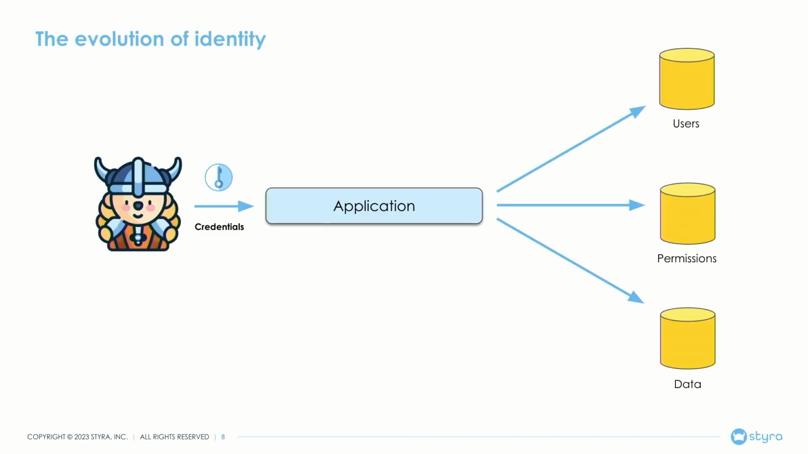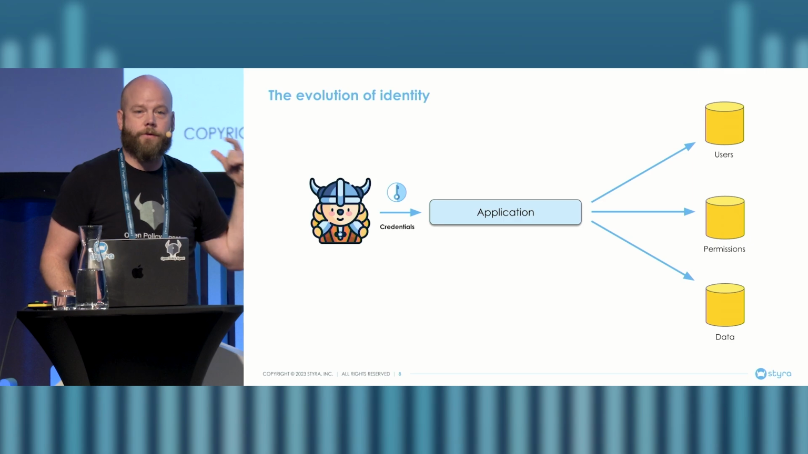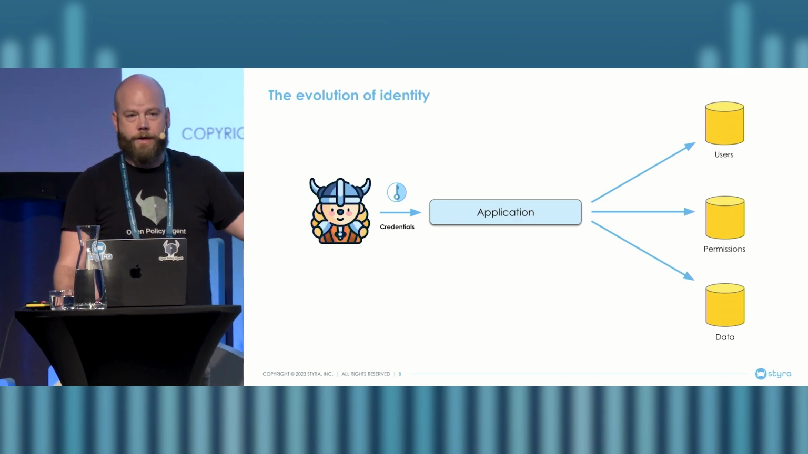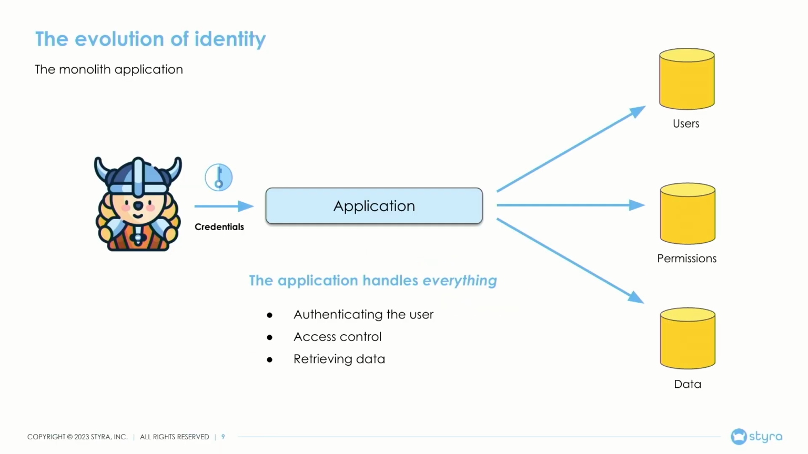So a fairly simplified model, but essentially identity in the monolith application works something like this. A user presents some credentials to the application. The application goes to the user database and verifies the credentials. Eventually, if that checks out, it verifies the permissions. Is the user allowed to access this data? And if that checks out, the data is returned to the user. So basically, one application handles everything: authentication, access control, and data retrieval.